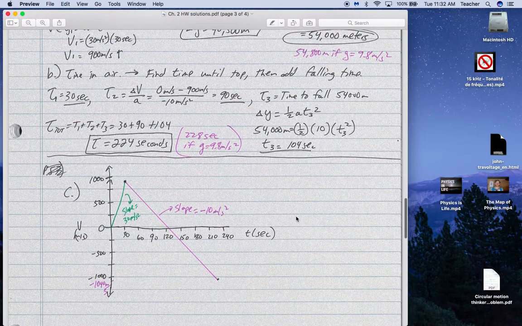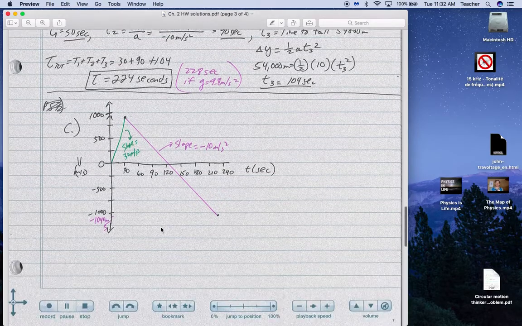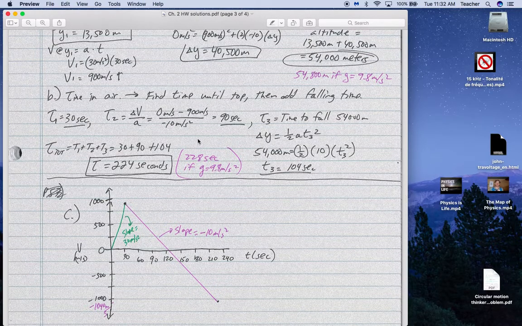And we go from there. And I think morning announcements are going to come on soon. I did use a graph for part C to confirm what I had here.